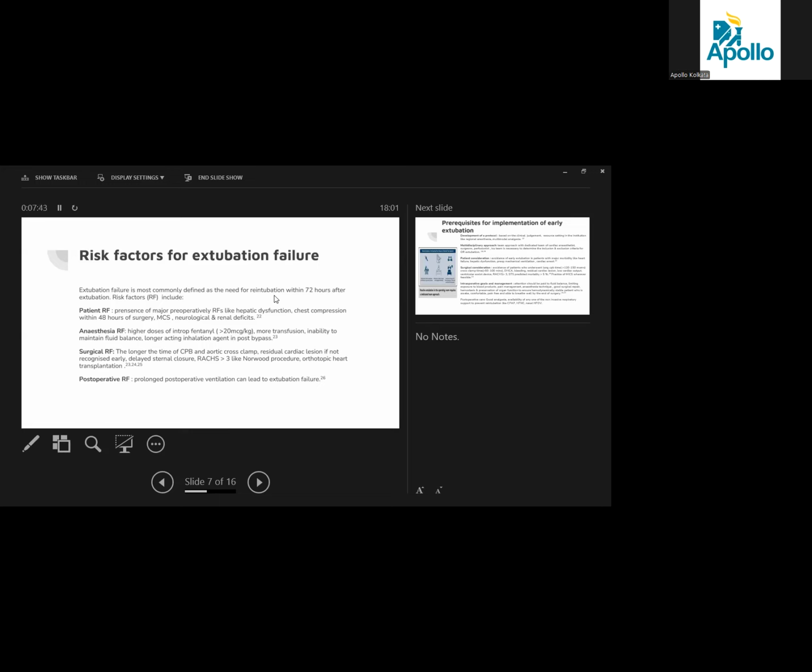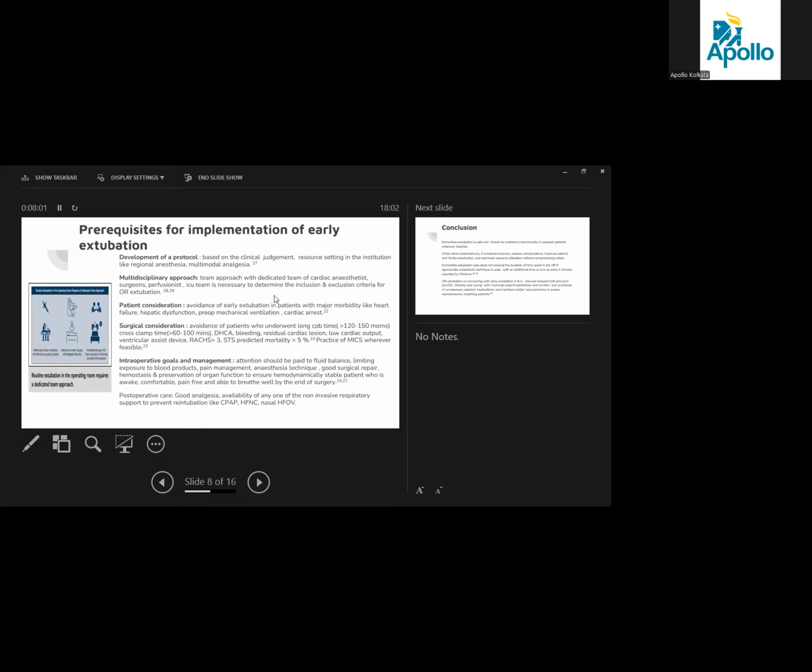Surgical risk factors were those associated with longer CPB time, aortic cross-clamp time, residual cardiac lesion if not recognized early, delayed sternal closure, and RACHS score more than 3. Post-operative risk factor: prolonged post-operative ventilation itself led to extubation failure.